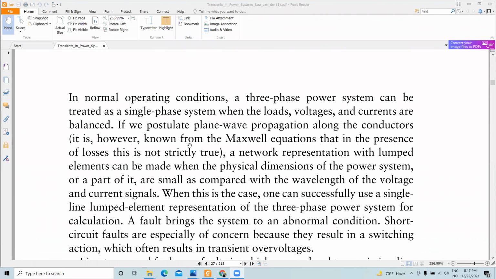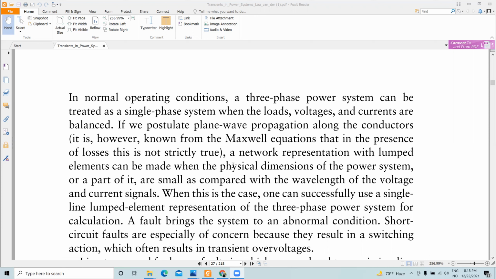So now we are in chapter 2, transient analysis of three-phase power system. I will basically go through the book and try to explain it a little bit more. In normal operating condition, a three-phase power system can be treated as a single-phase system when the loads, voltage, and currents are balanced. So probably you have studied it. These things are basically recapping the things that you have done in your power system course in undergrad.